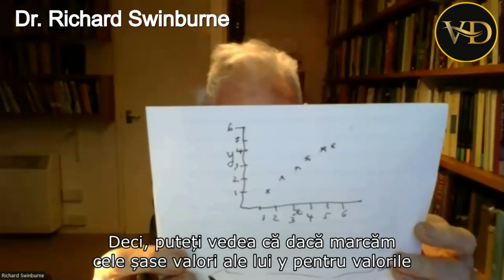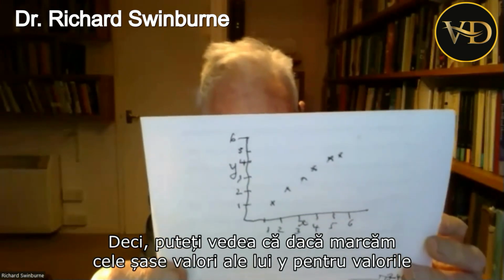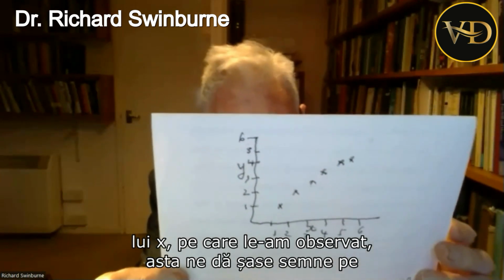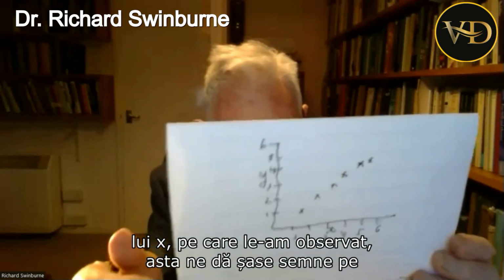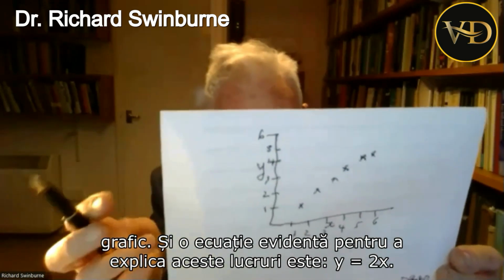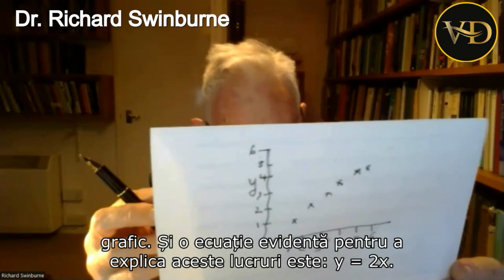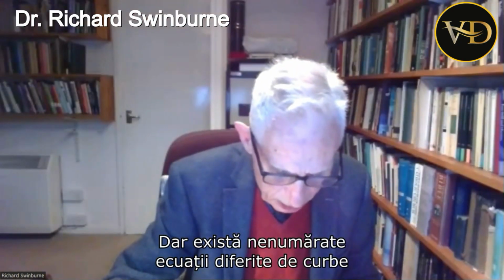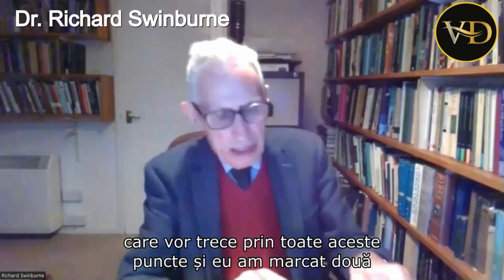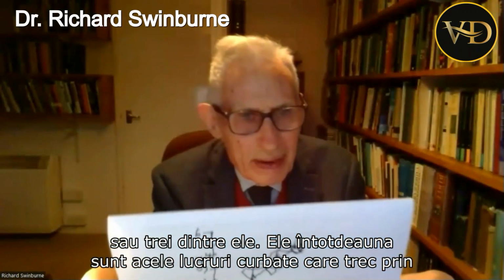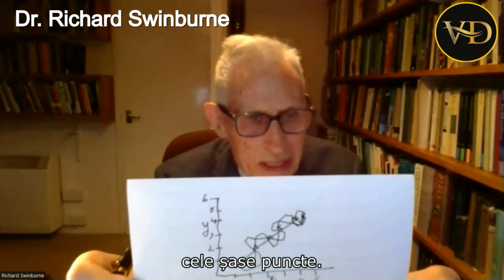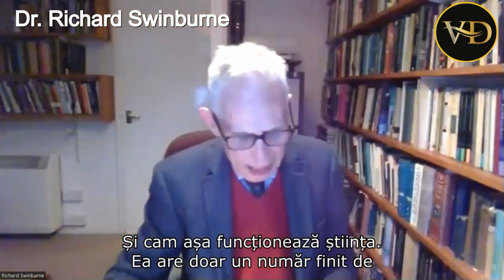You can see that if we mark the 6 values of y for values of x which we have observed, that gives us 6 marks on the graph. And an obvious equation to explain these is y equals 2x. There are innumerable different equations of curves which will pass through all these points, and I've marked 2 or 3 of them. All those curvy curves pass through the 6 points. That is how science works.